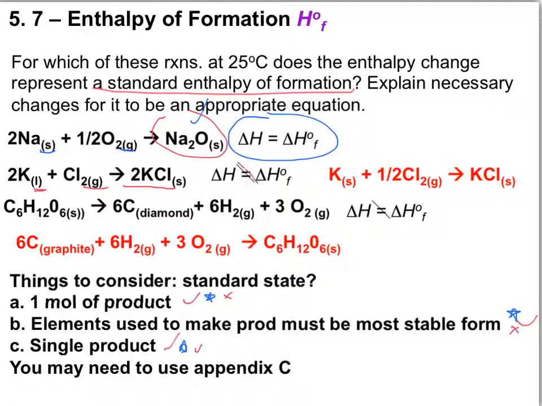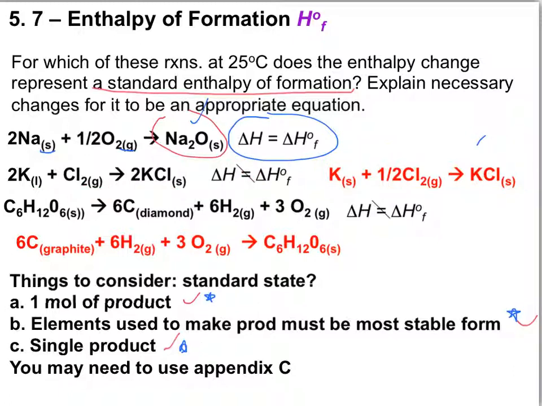But as it stands, the delta H is not equal to the standard enthalpy of formation. So we wouldn't be able to utilize this in the way that it's written now. Okay, but in order to adjust that, we could change the state of our potassium. Make sure that it's in the solid state. We could divide our reaction by 2 and all of the coefficients, and subsequently we'll get 1 mole of a single product. So this would be an acceptable setup right here for our standard enthalpy of formation.